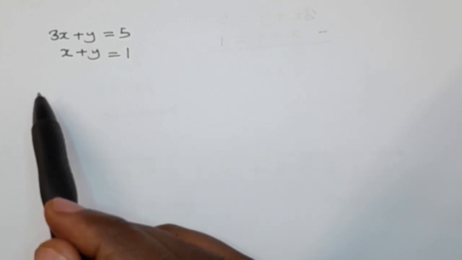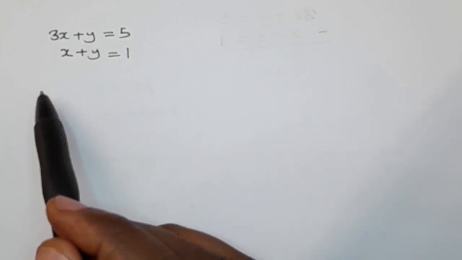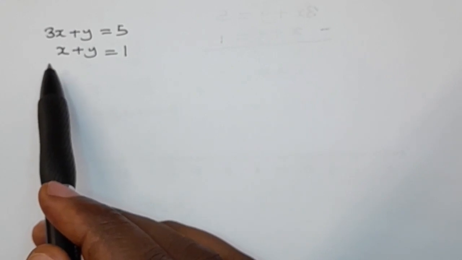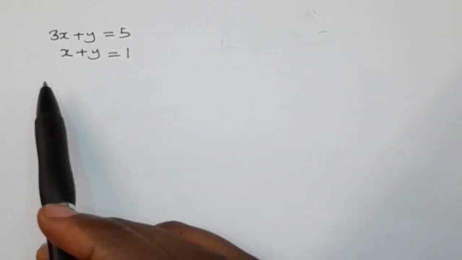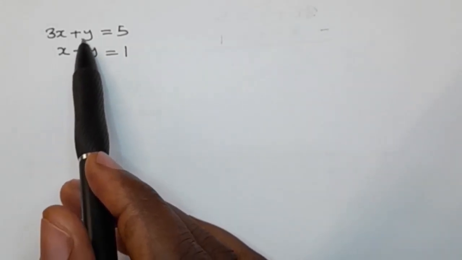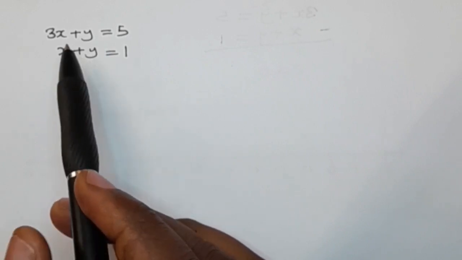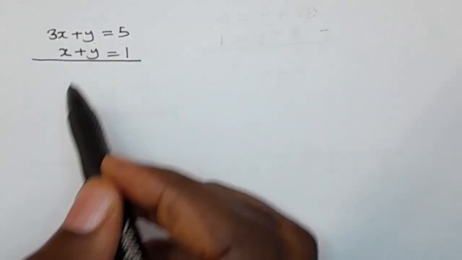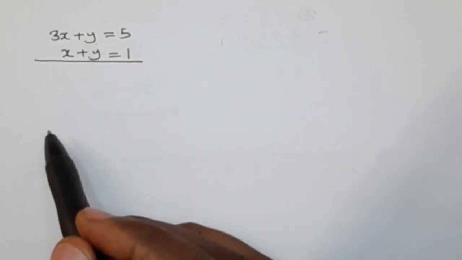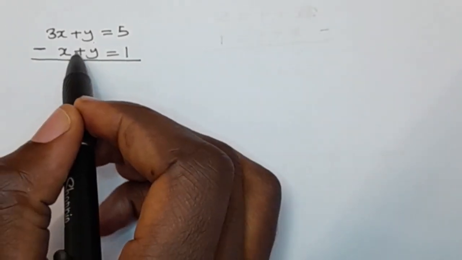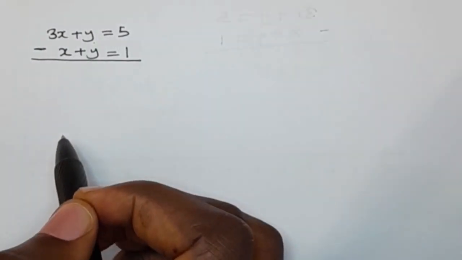Since we are solving this by the elimination method, first of all, we need to identify which variable between x and y we are going to eliminate. We choose the easiest one, and the easiest one is y. So we are going to eliminate y by subtracting equation 2 from equation 1.